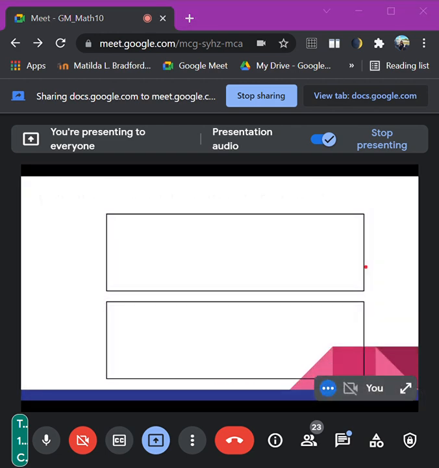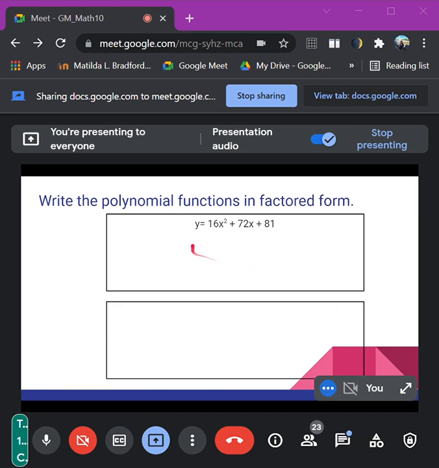Very good. Now this time, earlier we had cubes or squares. Here, we have y is equals to 16x squared plus 72x plus 81. Which factoring method can we use in this class? It's a trinomial, since it has three terms. So meaning to say, what we can apply is the general trinomial or perfect square trinomial. So which one is this?